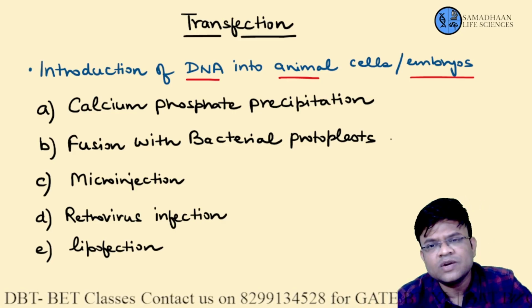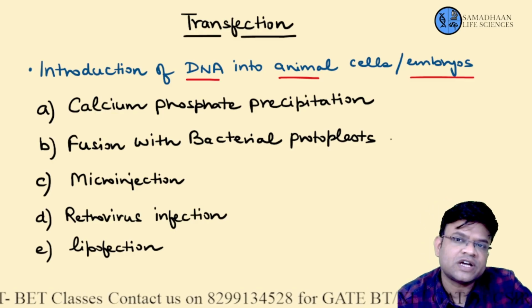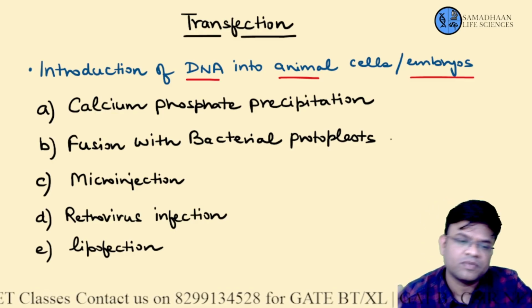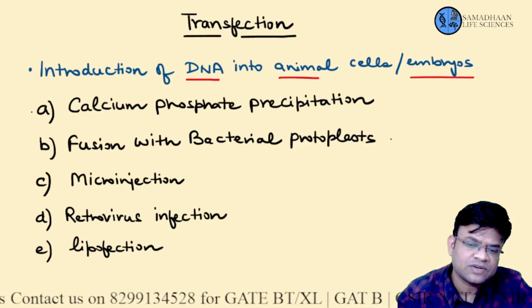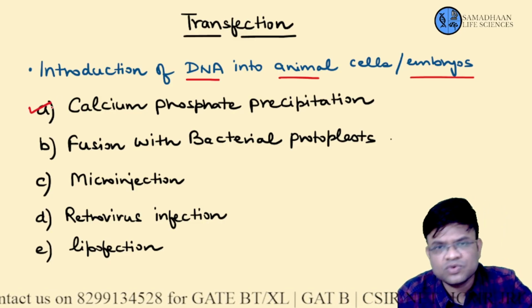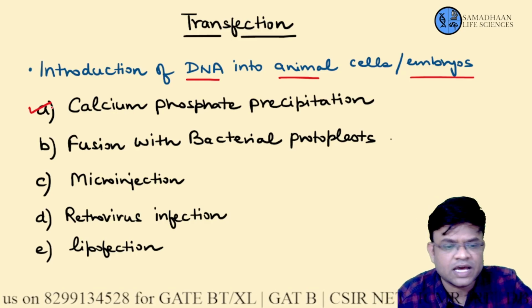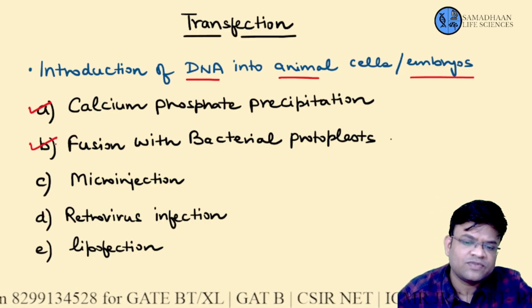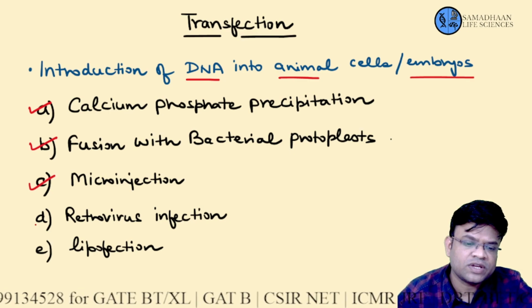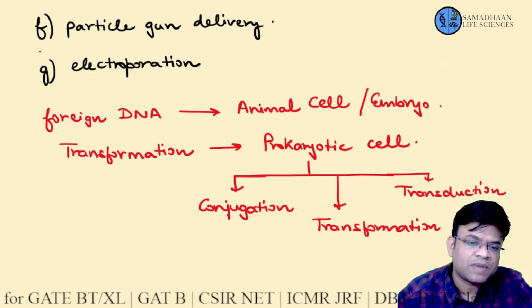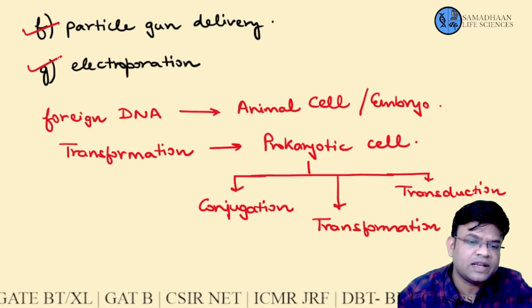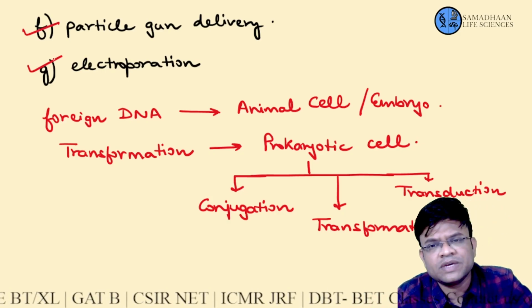Now, what are the different methods through which transfection is performed? There are different methods, as I have already said. One is calcium phosphate precipitation, which is the most commonly used method in the lab. Next are fusion with bacterial protoplast, microinjection, retrovirus infection, lipofection, particle gun delivery, and electroporation. So these are the different methods.